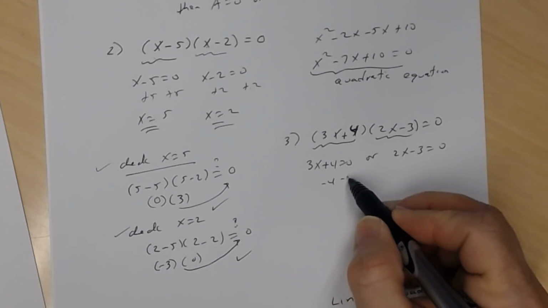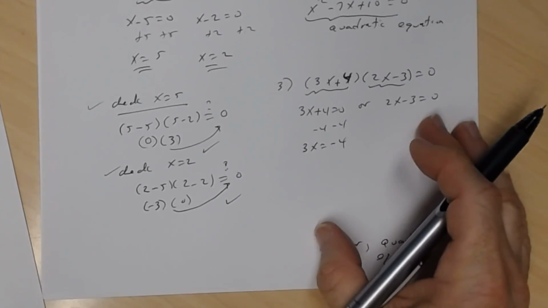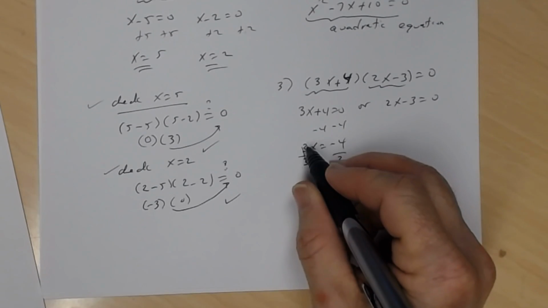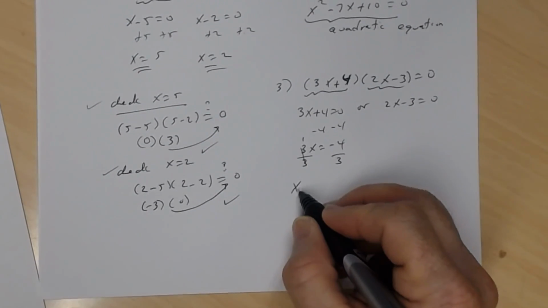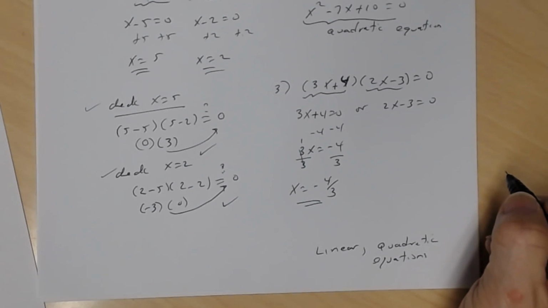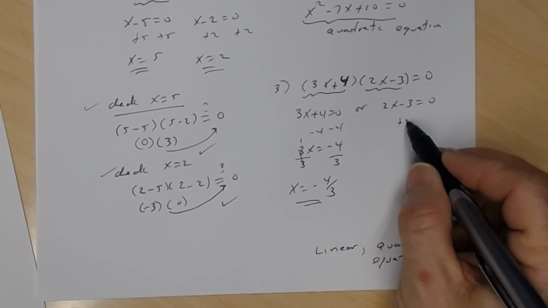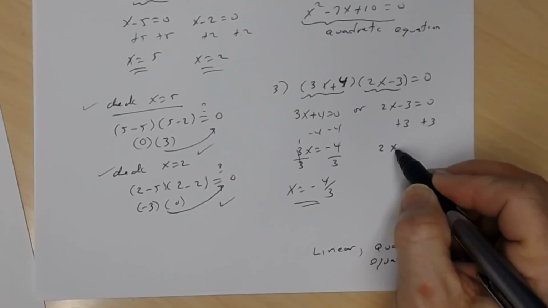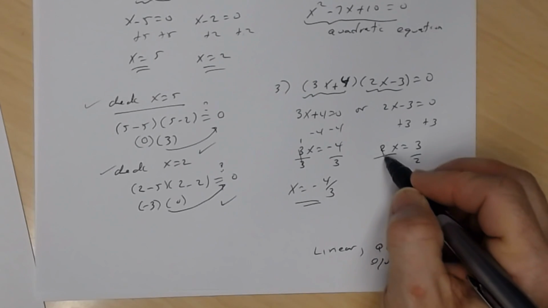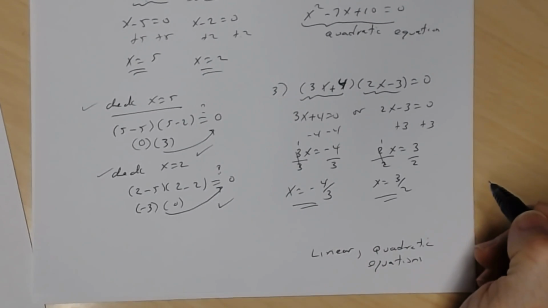So I'm going to subtract 4 from both sides. So I get 3x equal negative 4. And then divide both sides by 3 to get the variable x by itself. I found one of my solutions. So one of my solutions is negative 4/3. And then if I go over here, if I add 3 to both sides, I get 2x equal a positive 3. And if I divide both sides by 2, I get x to be 3/2. So that's the other solution.